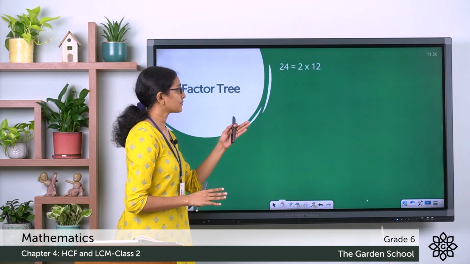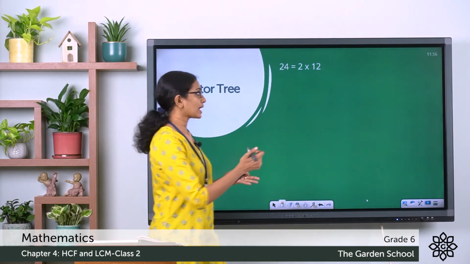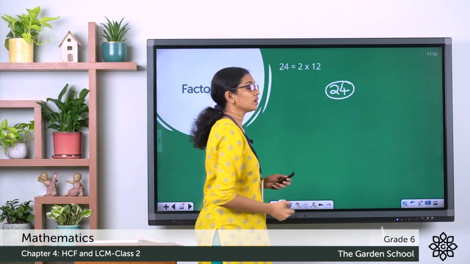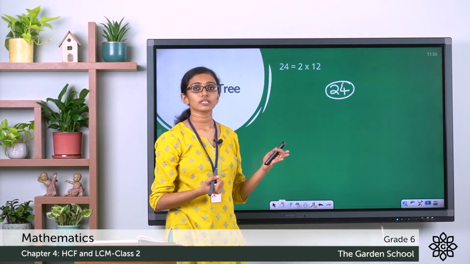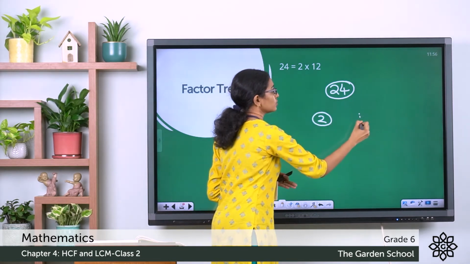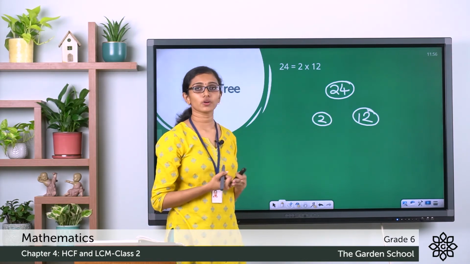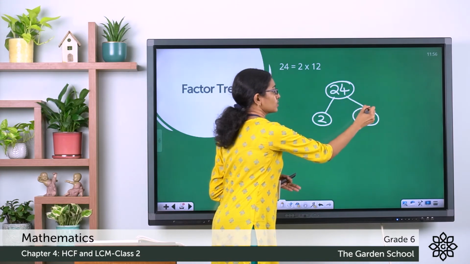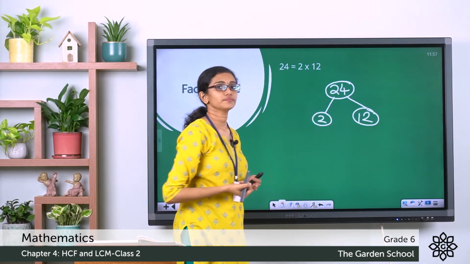So let's see how we can draw the factor tree after prime factorizing the number 24. For example, I've taken the factors 2 and 12. The first step is to write the given composite number. So here I've got 24. You need to put that inside a circle. Now you need to list out the factors. So 24 is equal to 2 into 12. Here you need to write the factors also inside circles. Now you need to connect these circles. So this means that 24 is the product of 2 and 12.